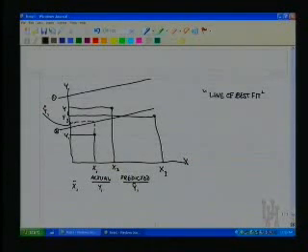Y hat 1. When the value of x is x2, the actual value of y is y2. You would agree? But the predicted value of y, if we focus on line 2, when x equals x2, is some value around about here, which we can call y hat 2.